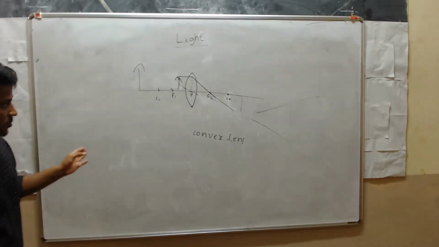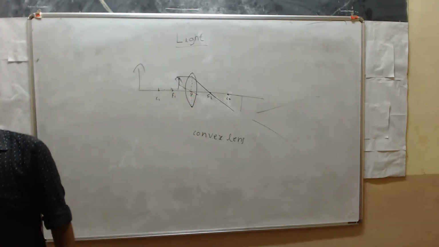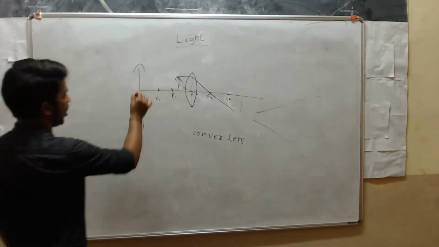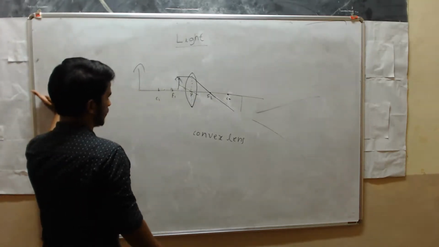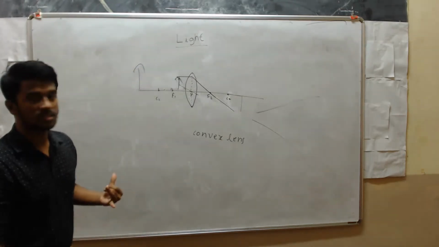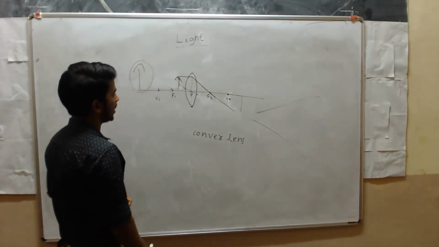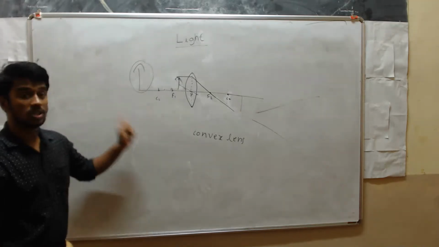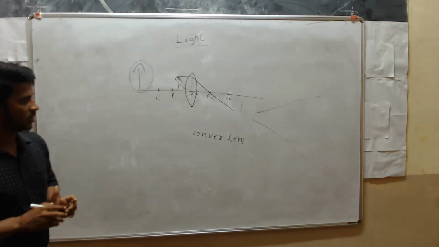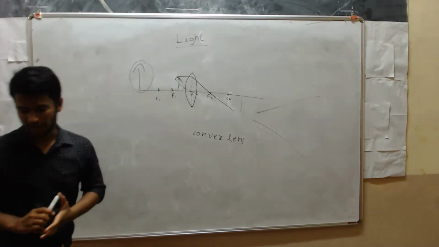So the position of the object is between F1 and O and the position of the image is on the same side of the lens as the object, that is behind C1, the left side of the convex lens. What about size? Size is enlarged. See, this is a virtual image, not a real image. Next, what about nature? Nature is virtual and erect.